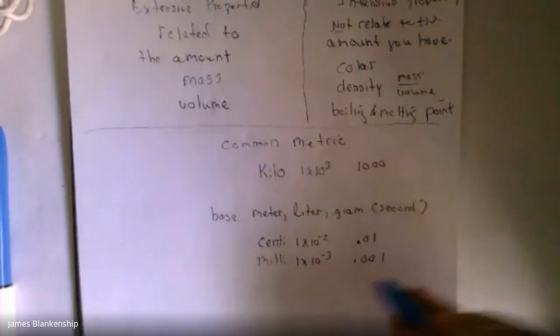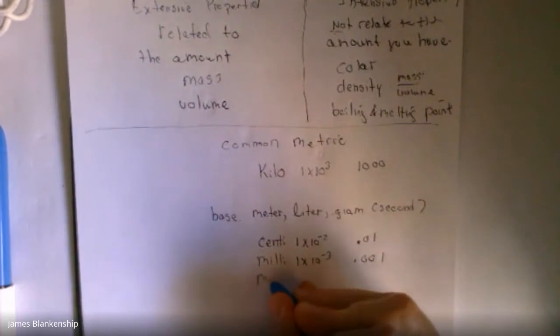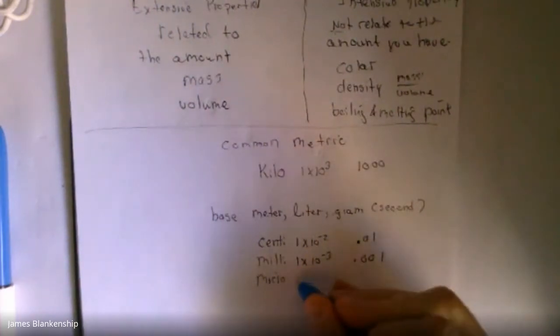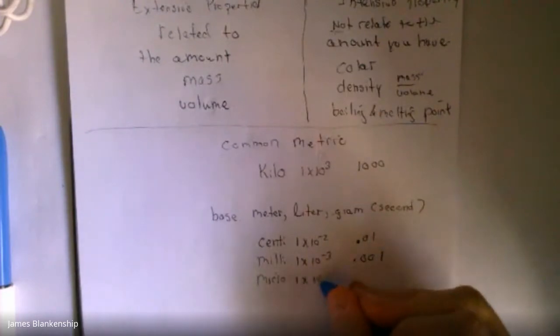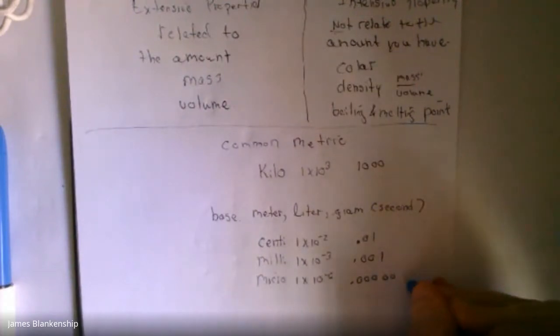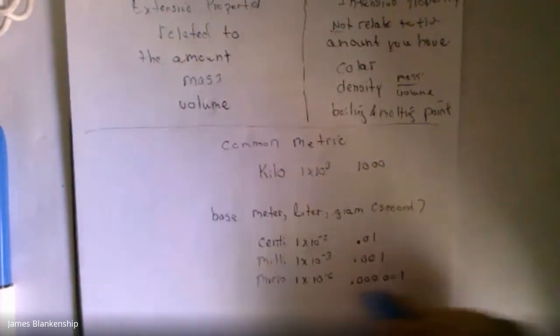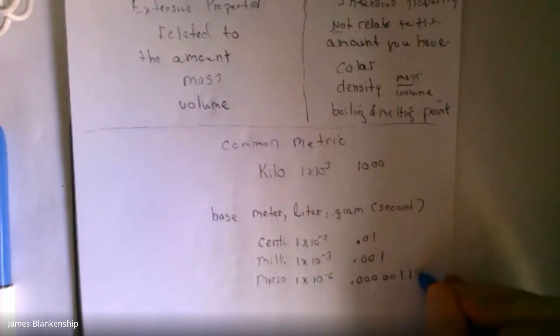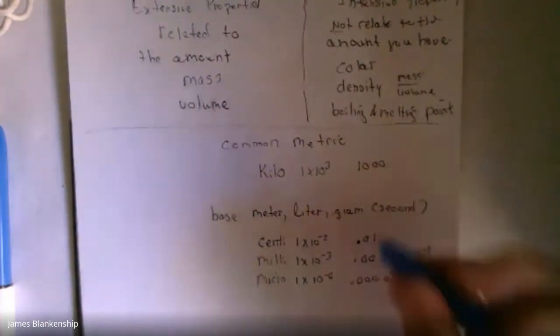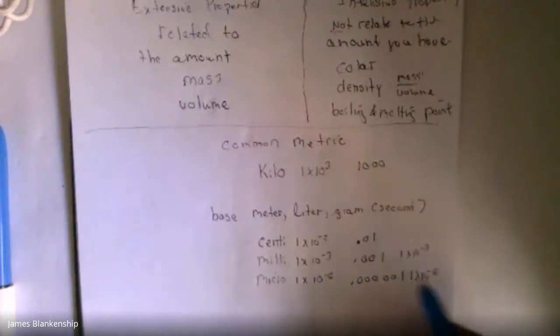And the last two I'm going to talk about would be micro. You may not wind up using micro in chemistry, but it definitely gets used in biology. So micro is going to be 0.000001. Or we can think of it as 1 times 10 to the negative 6. This is 1 times 10 to the negative 3. Sorry, I already wrote that. 1 times 10 to the negative 2.